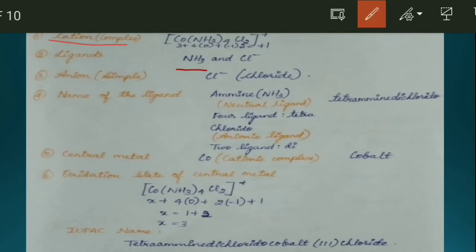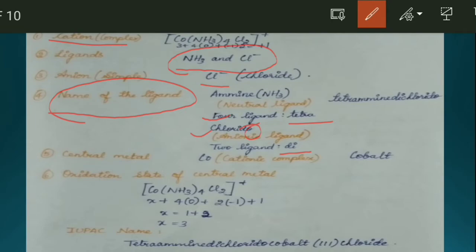Next, ligands. 2 ligands are present. What are they? Ammine and chloride. 2 ligands are present. The anion is Cl minus, that is chloride, negative. It is an anionic ligand. Then we have to name the ligands. First, we are going with ammine. Ammine is a neutral ligand. We have 4 ammine molecules, so it is tetra. Then chlorine. Chlorine is an anionic ligand, so chlorido. We are writing it with O as per the guidelines. We have 2 chlorine, so di.